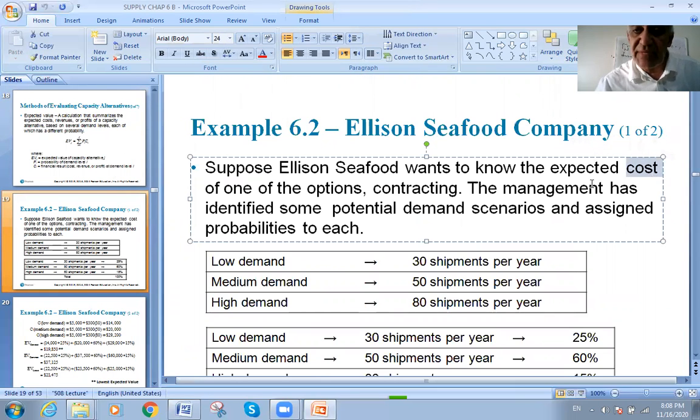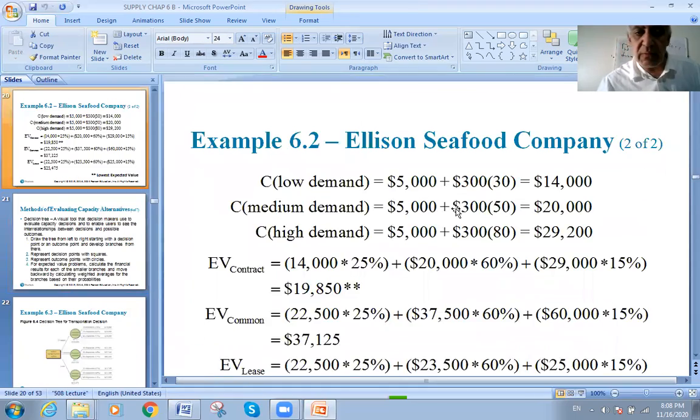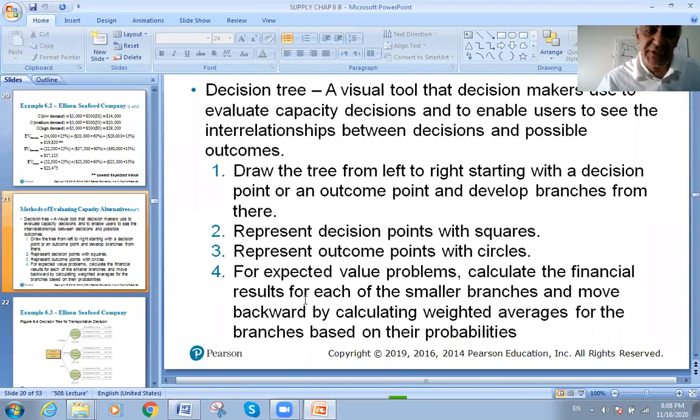But if he told me revenues, then the issue will be different. In that case, I will choose the highest number, not the lowest number. As long as he told me that it's not a matter of cost but a matter of revenues, I will choose the highest revenue. This is how it works, and this is the end of the decision trees.